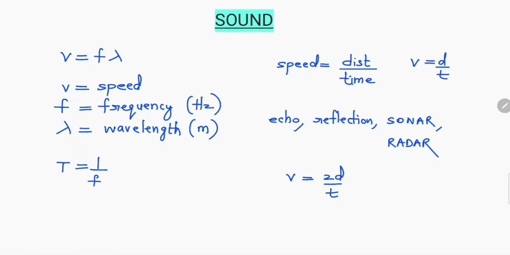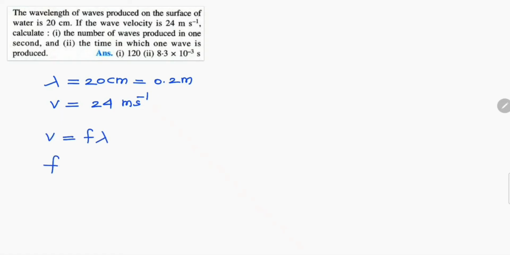Let us start the numericals. First question. If the wavelength is 20 centimeters, always see to it that you are writing everything in SI unit. So that is 0.2 meters. And wave velocity is given to you as 24 meters per second. They have asked you the number of waves produced in 1 second. That is nothing but the definition of frequency. So V is equal to F lambda, therefore F is equal to V by lambda. Substitute the values: 24 upon 0.2, that is 120 hertz.